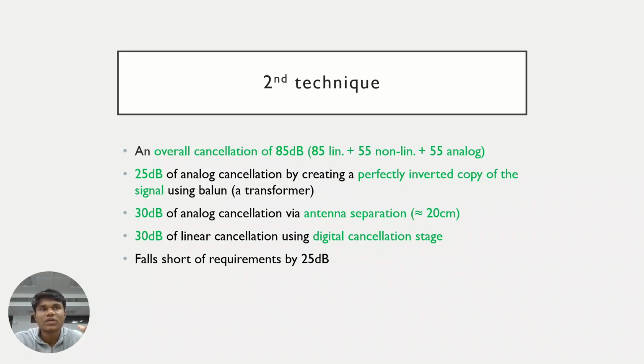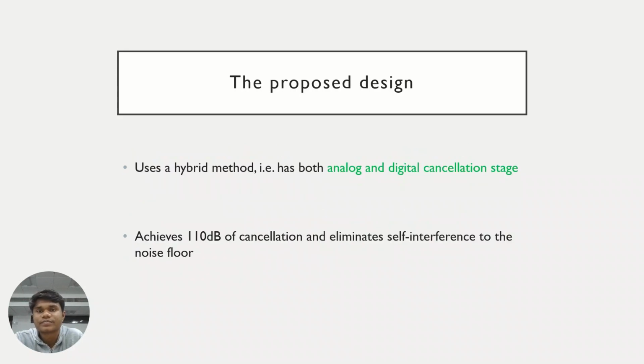so it falls short of the requirement by 25 dB. This left over self interference will increase the receiver noise floor by 25 dB. So again, bad for us as the noise floor is increasing. Again, it will not be able to achieve true full duplex communication.